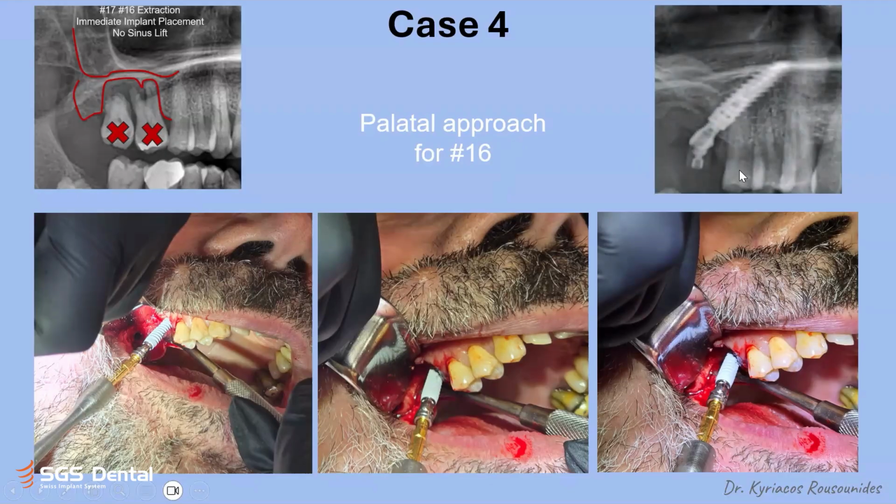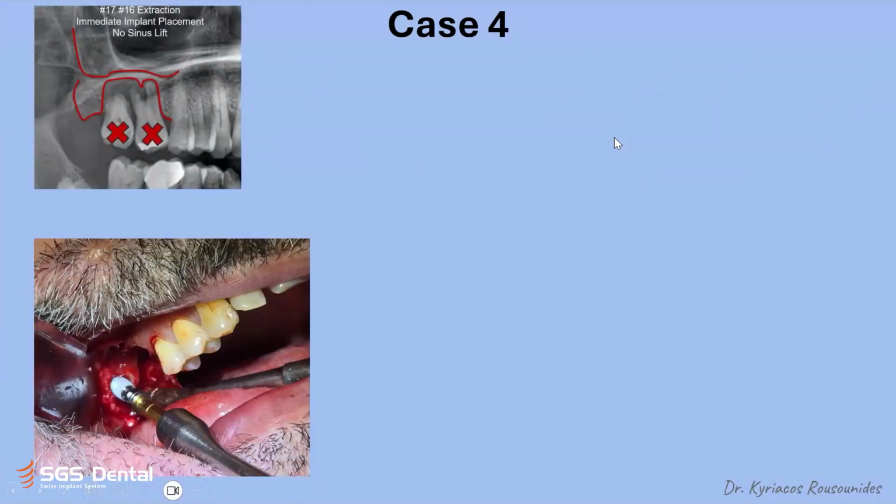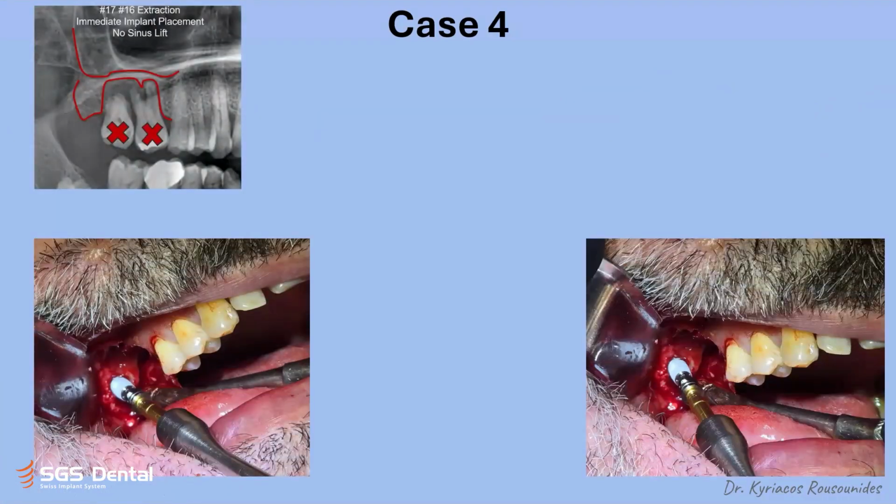Okay, in this X-ray, because it's a two-dimensional X-ray, you see that it's going through the roots. It's not going through the roots. We have also a control with a 3D X-ray. This is in the palatal plate, in the palatal area. As you can see also here, it is not touching any of the two premolar roots. This is the number 16, and this is the number 17.